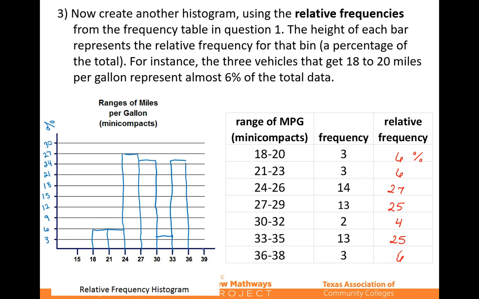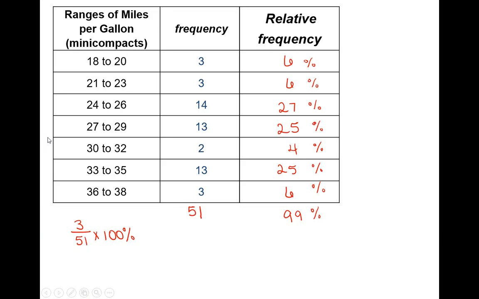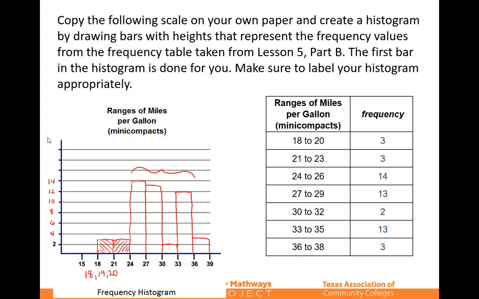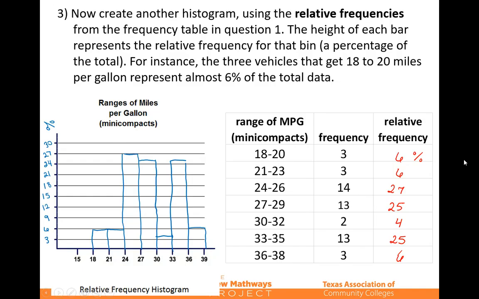And then finally, the last, 36 to 38, was 6%. So there's our histogram representing the relative frequency, as opposed to a histogram of the frequency. Notice in this case, they have the same shape. If we go back, the shape is the same, but the numbers are different. So we get the same visual picture when we graph the frequency that we get when we graph the relative frequency.